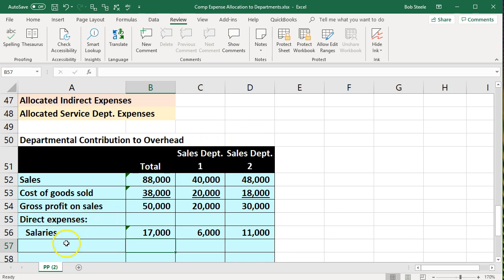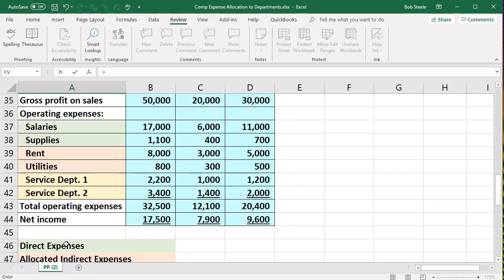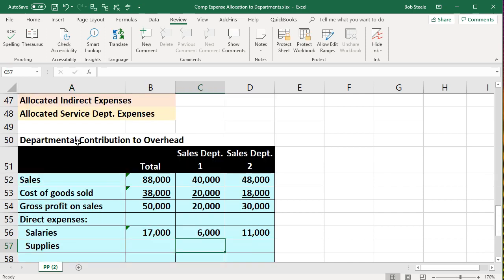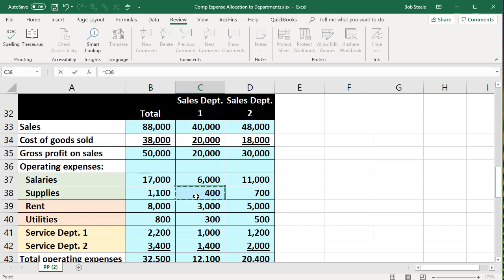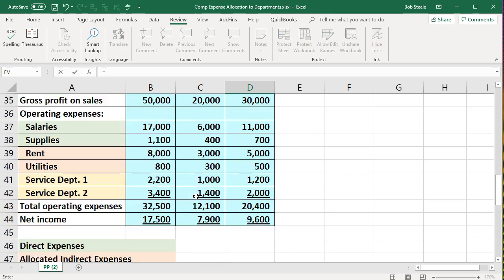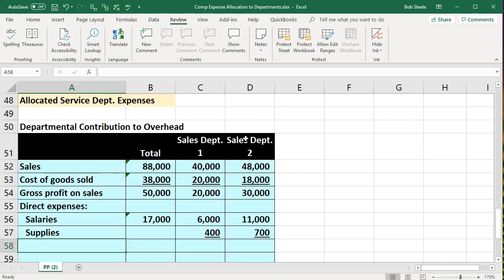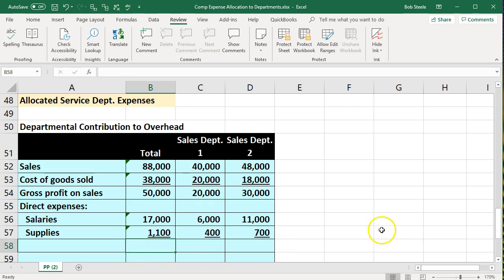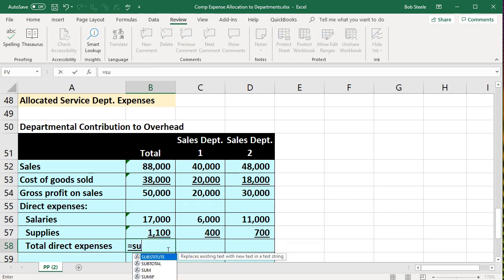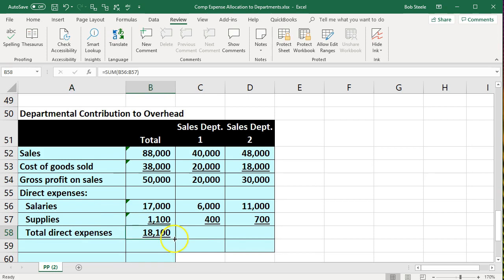And then we've got the supplies. So this equals the supplies. Tab for department 1 equals the 400. Tab for department 2 equals the 700. Enter. Summing those up equals the sum of 4 and 7 for 1,100. And that gives us our total direct expenses. We'll sum that up, equals the sum of those items. Autofill that across.